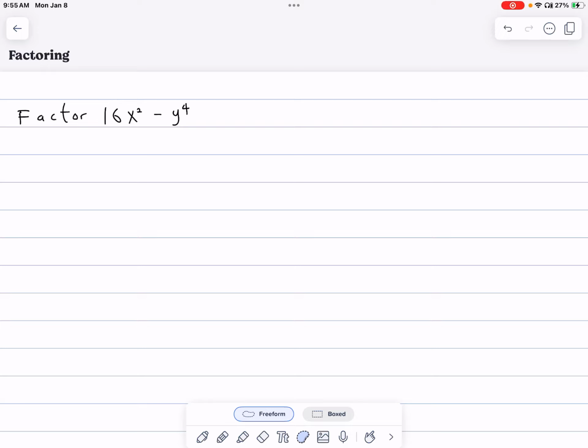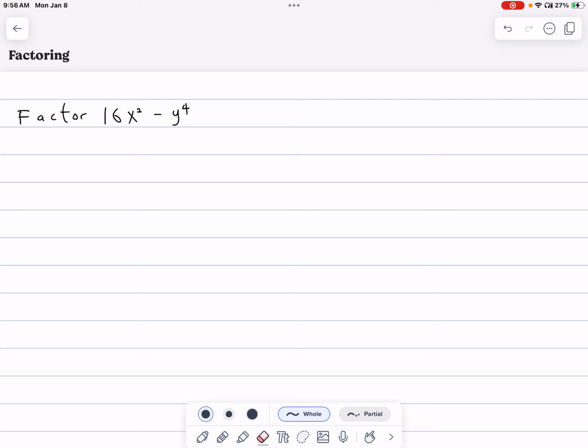Hello, let's factor 16x squared minus y to the power of 4. How can we do this? Usually when you want to factor, you look at each term in the expression to see if there is anything common between the terms, right? In this case, there is nothing common between 16x squared and negative y to the 4. So how can we factor this?